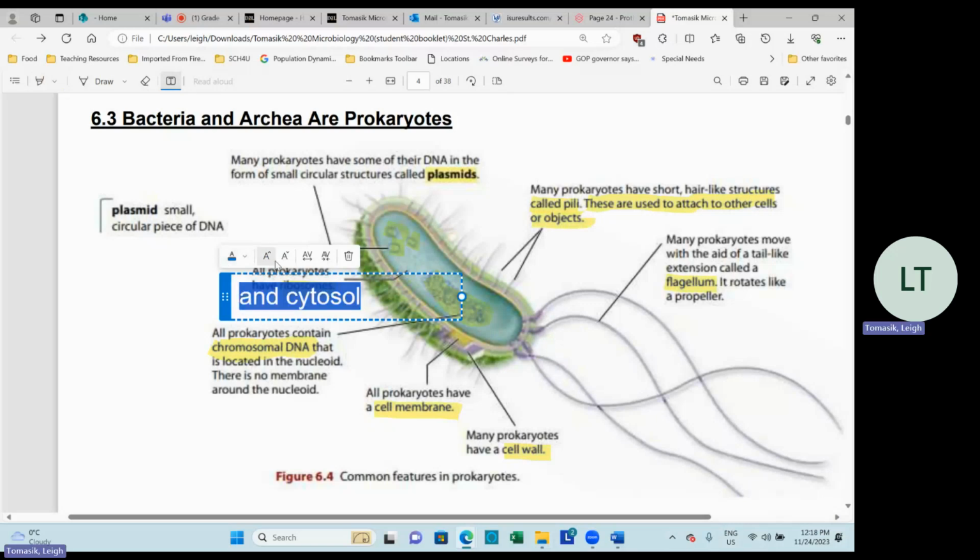I didn't mean for it to be that big. There. Okay, so that's not much going on, right? Those are all of the features you can see in prokaryotic cells.